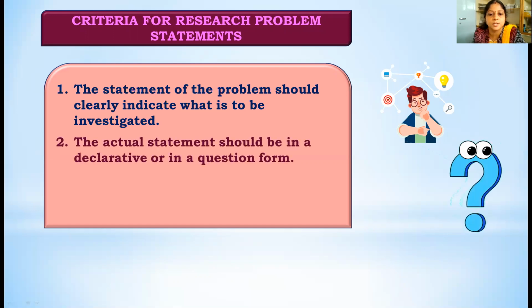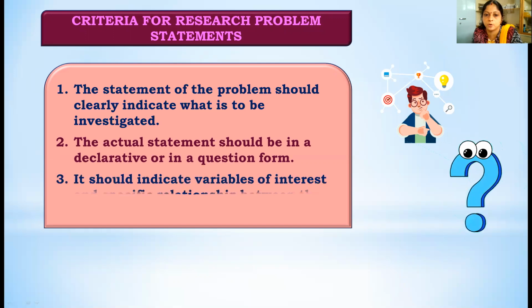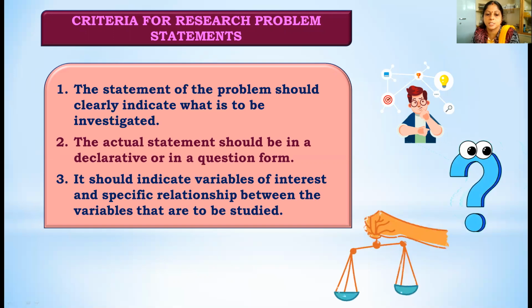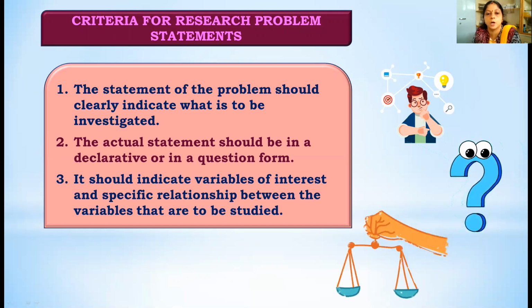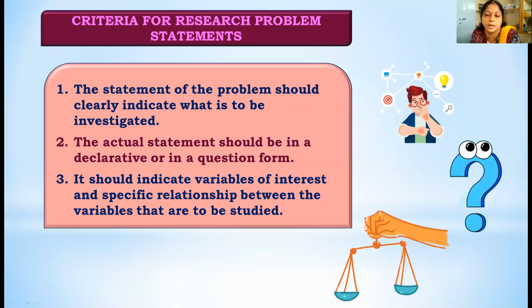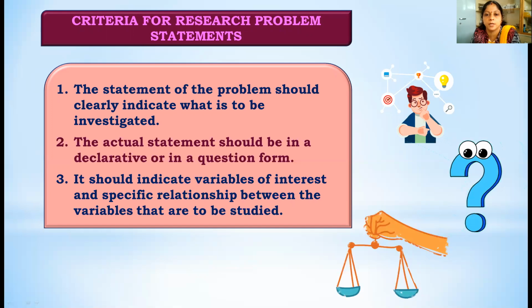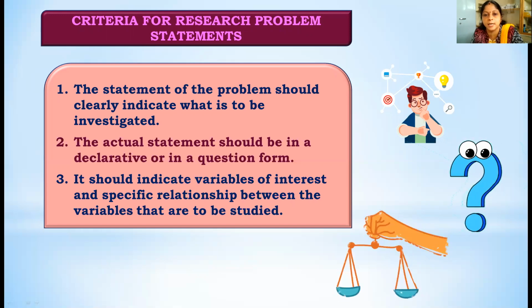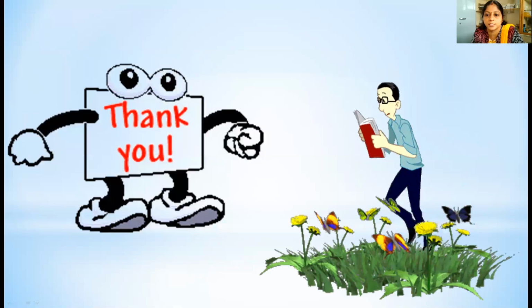And next, the actual statement should be in a declarative or a question form. That means it should be like a question for me. That is what I want to find out through my statement of research. And it should indicate the variables of interest and the specific relationship between the variables that are to be studied. That means in your research, you have to find out what your dependent variable and independent variables are, and how these independent variables influence the dependent variable. That means the influence of the variables has to be studied. That has to be stated in your research statement.